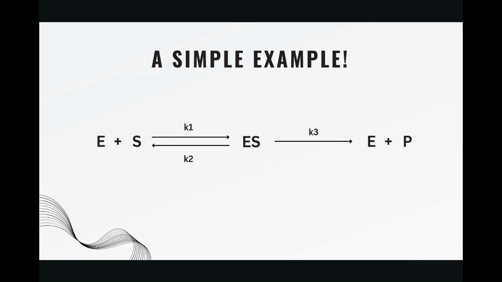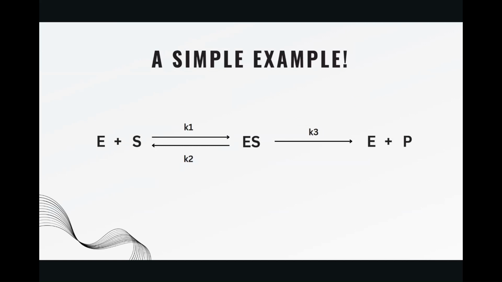Here's a common system that describes an enzymatic reaction. The enzyme and the substrate will bind to form an enzyme substrate complex in a reversible manner. Once they bind, the product will be formed and the enzyme returns to its free state, ready to bind another substrate. The reaction constants K1, K2, and K3 specify the rates at which each reaction occurs.